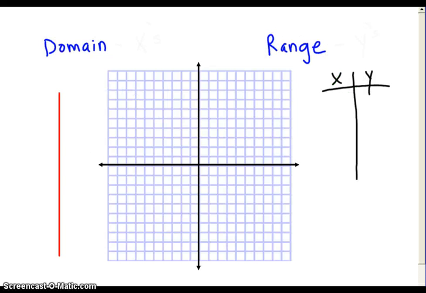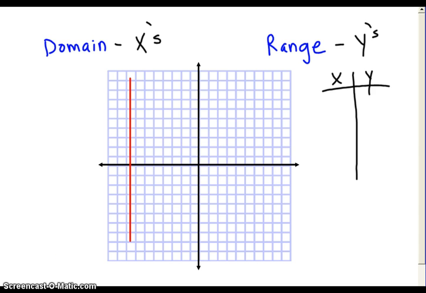All right, now let's take a look at domain and range. Domain is going to be all of your x's, and the range is going to be all of your y values. Whenever you have a graph such as this one, this is a vertical graph. It crosses the x-axis at positive 4. So the point that I've graphed here is the point (4, 0).